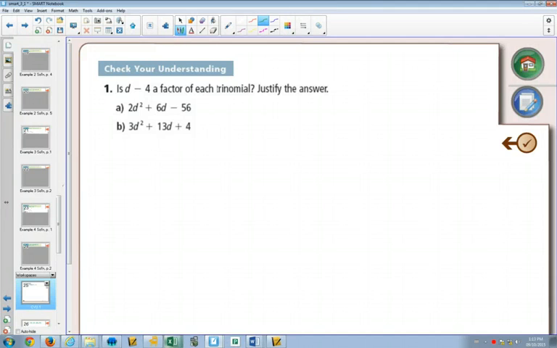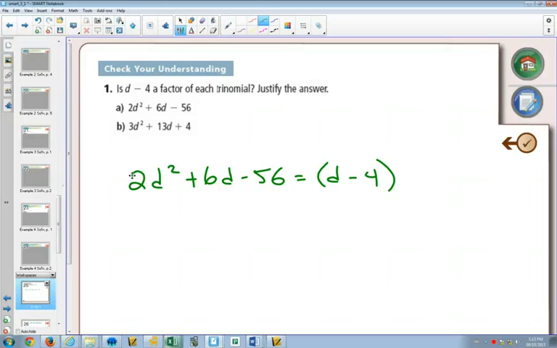So sometimes we're going to get questions that ask if something in particular is a factor. Now, if something is a factor, that would mean when I have 2d squared plus 6d minus 56, if d minus 4 is a factor, then you would get d minus 4 as one of your factors. This is actually easier than if the question had said to begin with, can you factor this completely? Because factoring it completely, you have to work through all of your options.